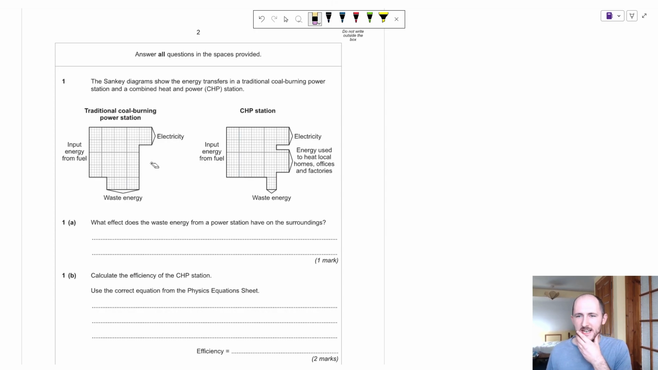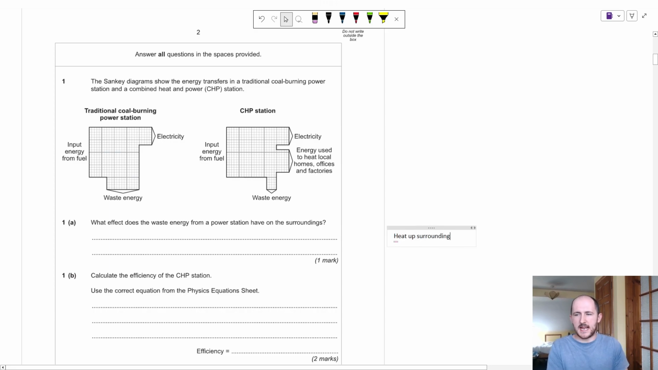We have a Sankey diagram which shows the energy transfer in a traditional coal-burning power station and a combined heat and power station. Sankey diagrams show you how much energy is inputted and then the useful and the waste energy down below, so you can see the proportions. What effect does the waste energy from a power station have on the surroundings? Well, one of them could be heating up. I mean, it is technically heating up the surroundings. It is technically waste energy, even though you want the heat from a power station, but some of that heat is radiated to the surroundings. You could probably also say sound as well.